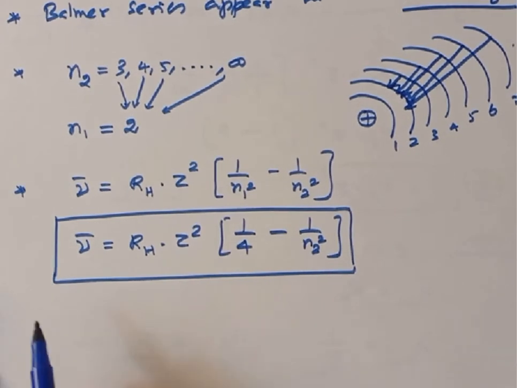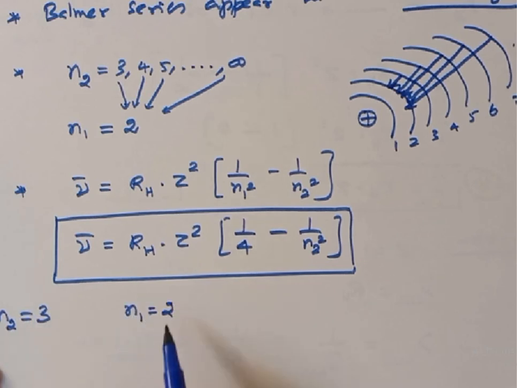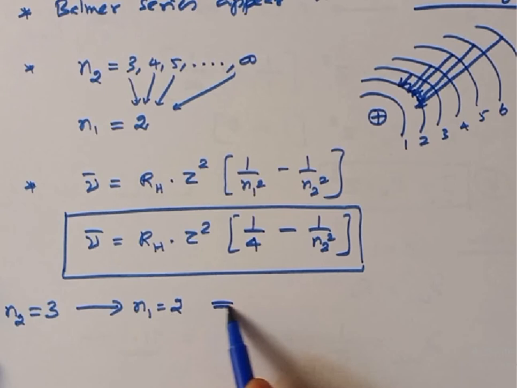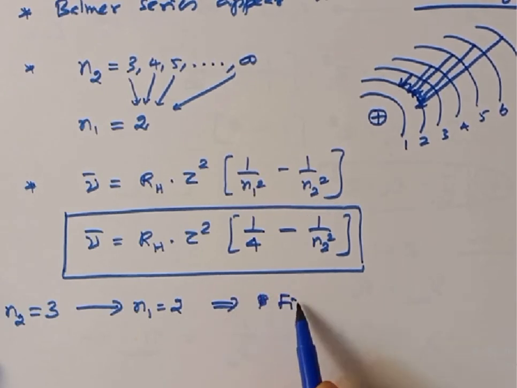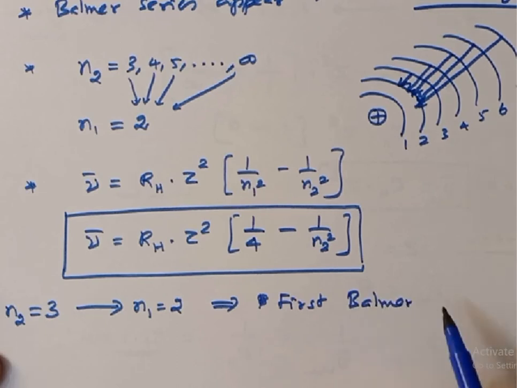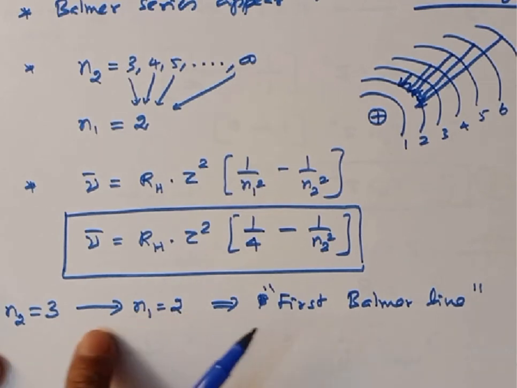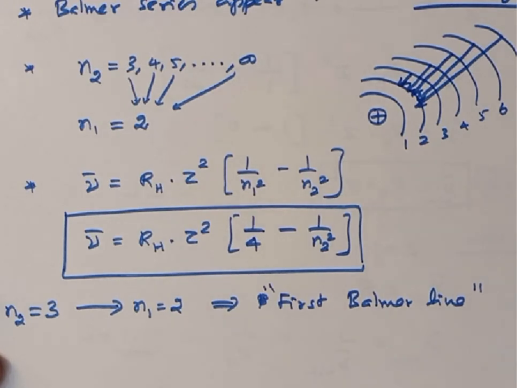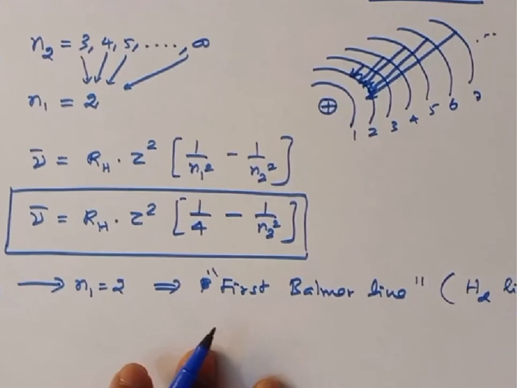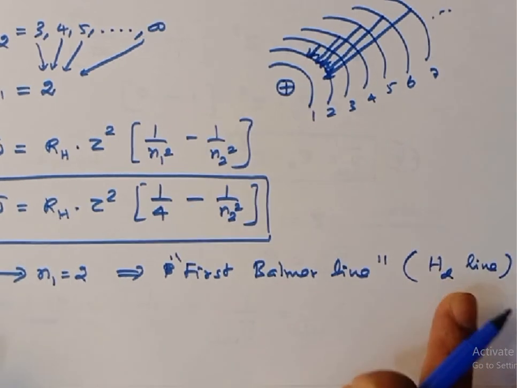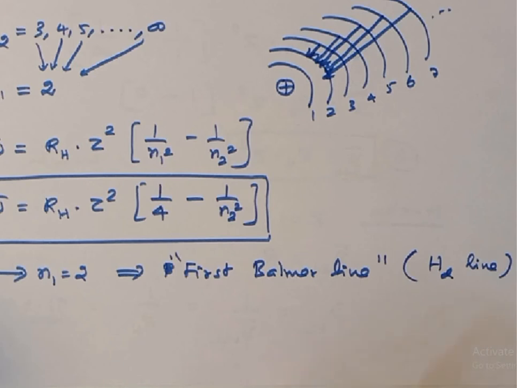And you know very well, this line that is 3 to 2, N2 is 3 and N1 is 2. Higher level is 3, lower level is 2. This transition will give a line, and that line is called the first Balmer line. N2 equal to 3 to N1 equal to 2. This transition will give you a line. It's called first Balmer line. Sometimes it is called H alpha line. People call this H alpha line. Students, observe carefully. H alpha line is the first Balmer line which appears in the visible region of the spectrum.